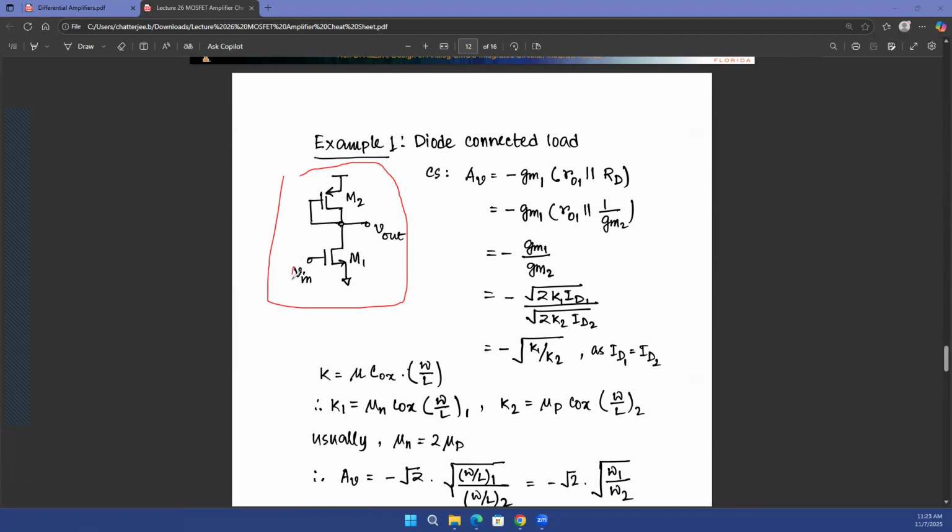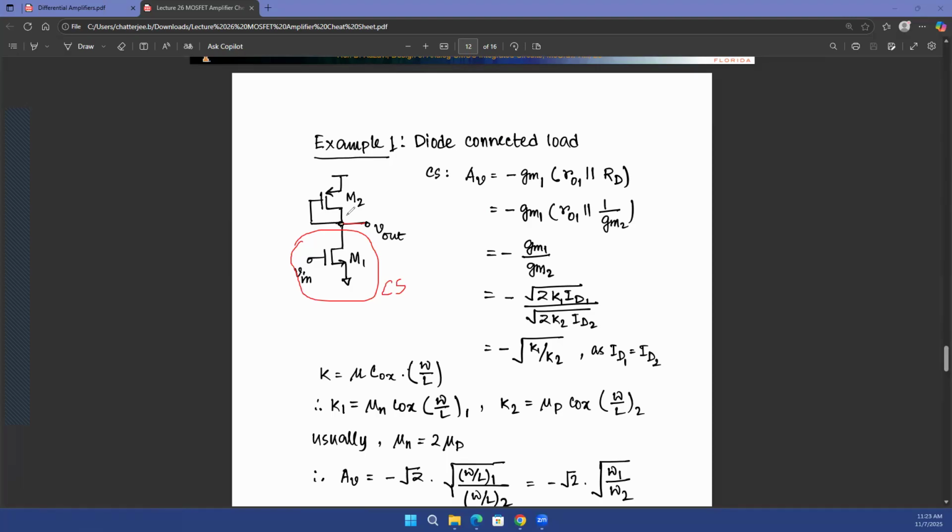First, try to find out where my input voltage is. My input voltage is here, connected at the gate of this transistor M1, and the source of M1 is connected to ground. So I have a transistor for which the source is connected to ground and the input is at the gate. Of course, the output is at the drain. That means this is a common source transistor.